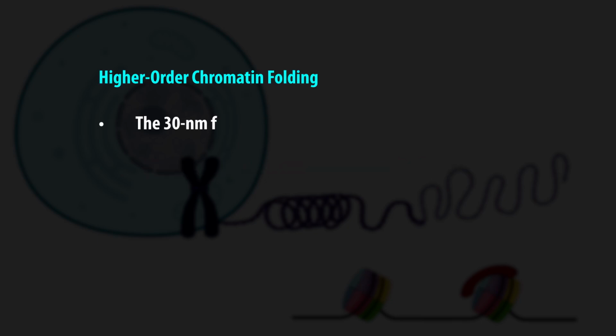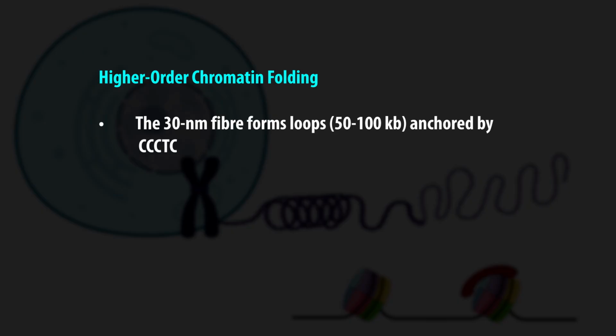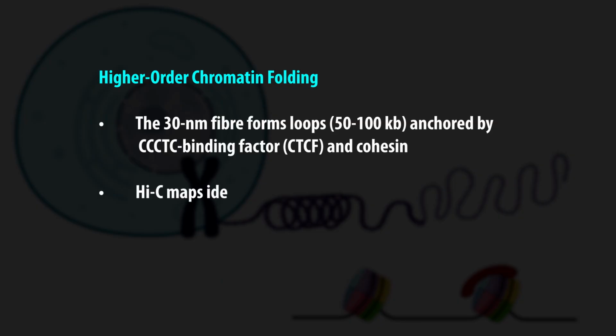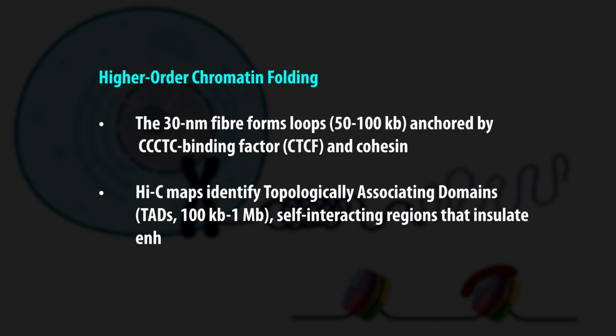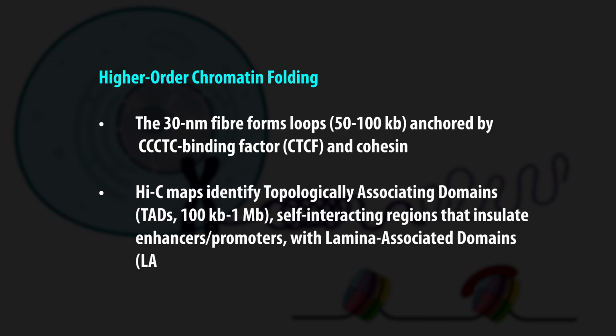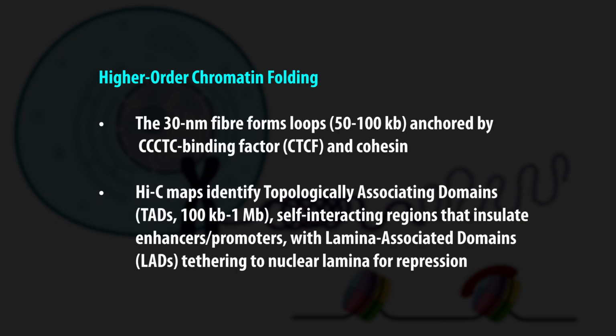The 30 nanometer fiber forms loops which are around 50 to 100 kilobase pairs, anchored by CTCF (CCCTC-binding factor) and cohesin. Hi-C maps identify topologically associating domains, or the TADs, which are around 100 kilobase pairs to 1 megabase pair. Self-interacting regions that insulate enhancers and promoters, with lamina-associated domains, or the LADs, tethering to the nuclear lamina for repression.